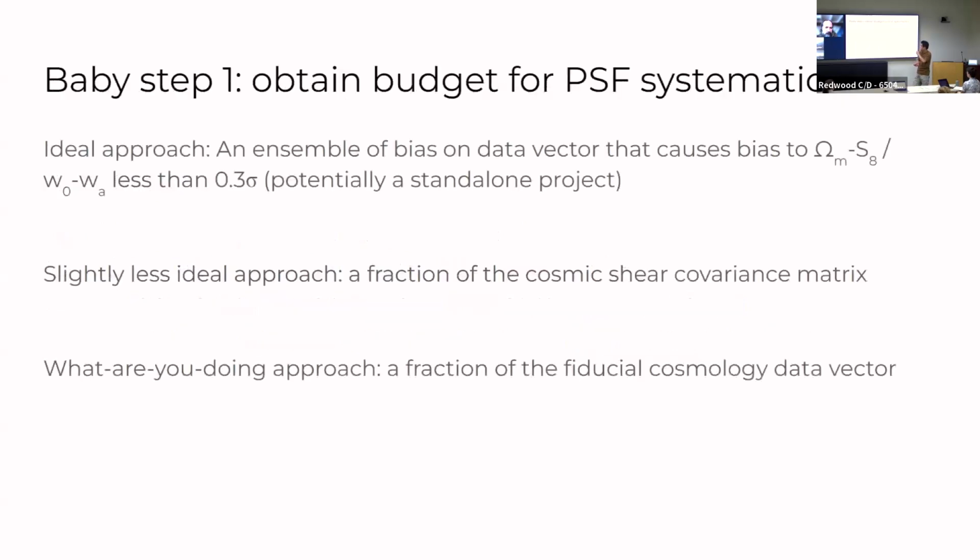That means we might want to take a different approach from previous surveys. Baby step one would be to obtain the overall budget for the PSF systematics. We should think about how much budget overall cosmic shear has, or the 3x2 point analysis has. I listed three approaches. What's normally done in previous surveys is the slightly less ideal approach, which takes a fraction of the covariance matrix, which is the statistical uncertainty for your measurement, and says, my systematic should probably not exceed 50% of my statistical uncertainty. And that's a fair way to do it.